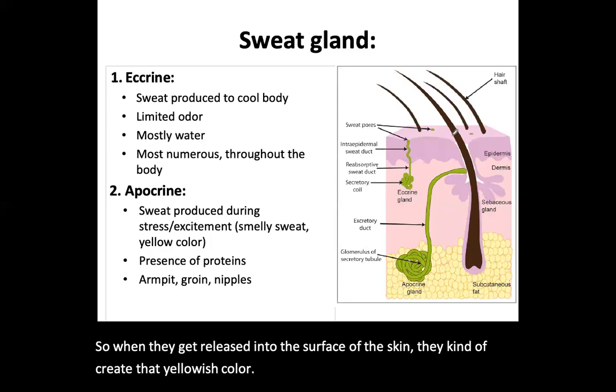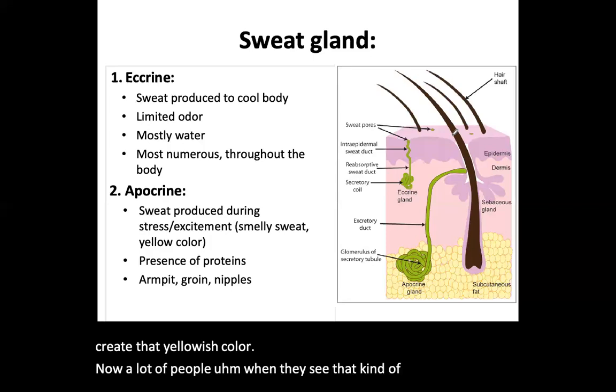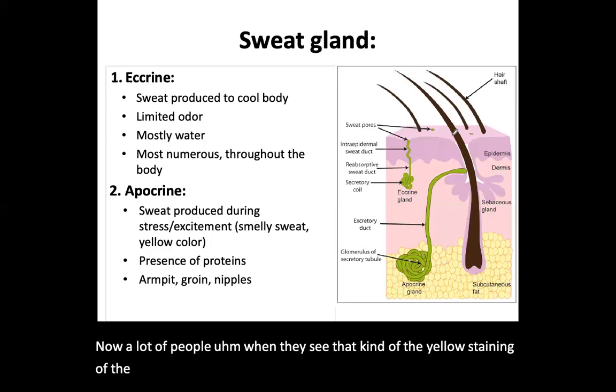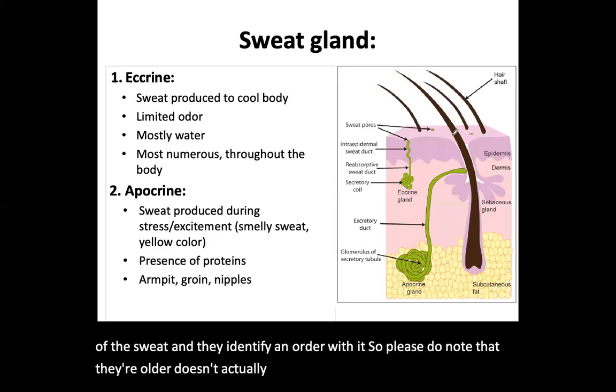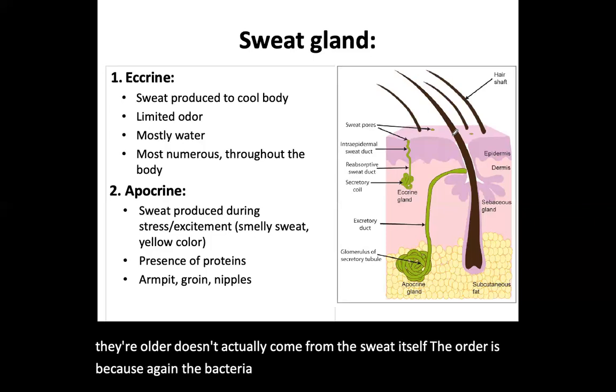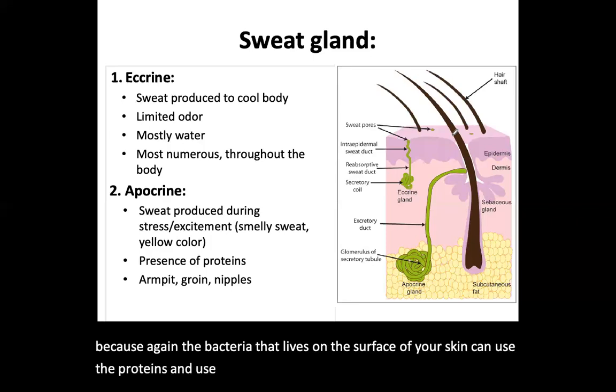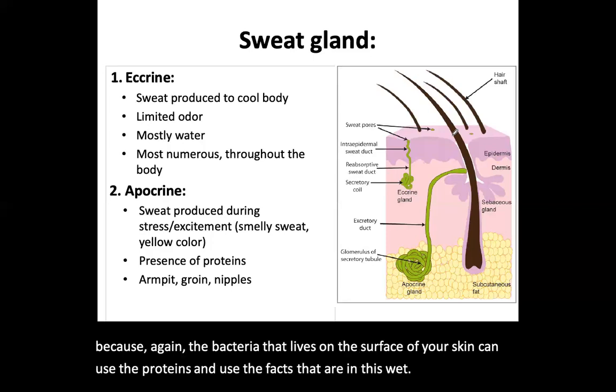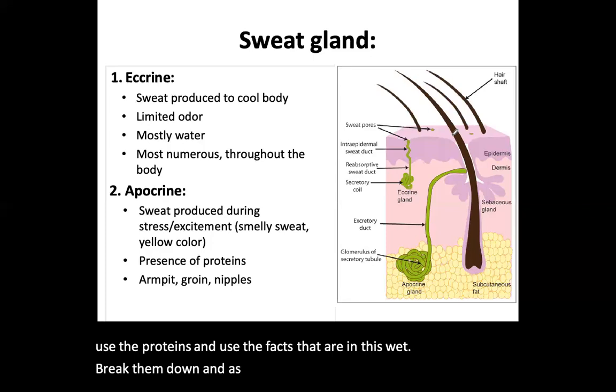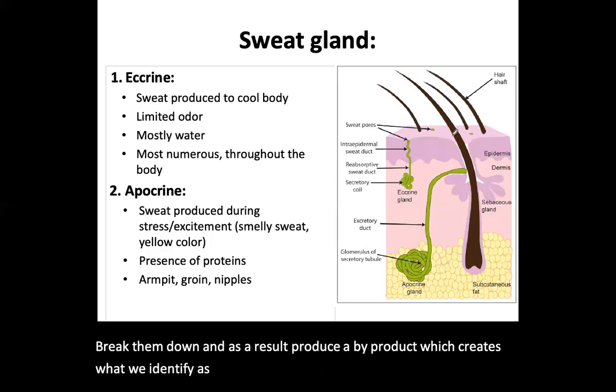Now, a lot of people, when they see that yellow staining of the sweat, identify an odor with it. So please do note that the odor doesn't actually come from the sweat itself. The odor is because the bacteria that lives on the surface of your skin can use the proteins and the fats in the sweat, break them down, and as a result, produce a byproduct which creates what we identify as the odorous smell of the sweat.